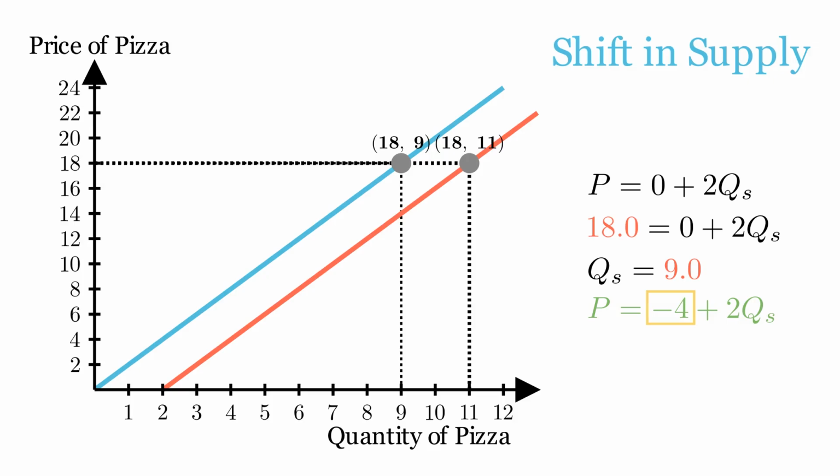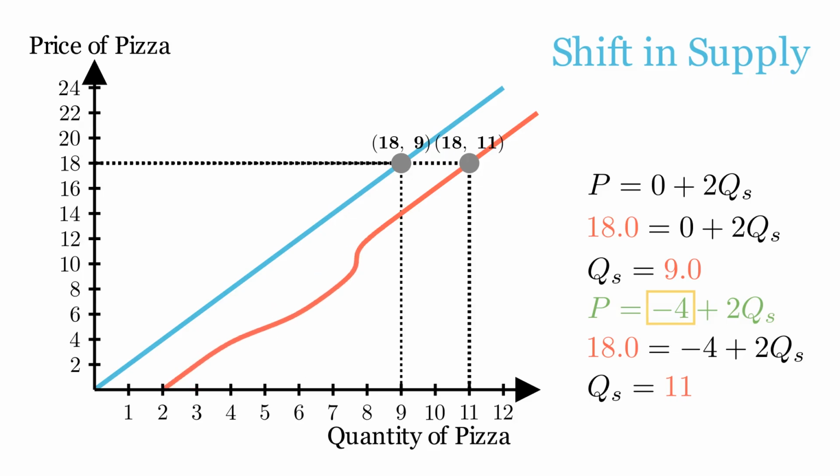So a shift in supply does not change the price within the same equation. Instead, it generates a new supply equation with a different intercept value. If we substitute the same price 18 into the new equation with a new intercept of minus 4 and solve it for Qs, the quantity supplied becomes 11 units. This shows that producers are now supplying more pizza at the same price of 18. Every point on the new supply curve represents a higher quantity supplied than before. Therefore, this is called a shift in supply, not movement along the curve.